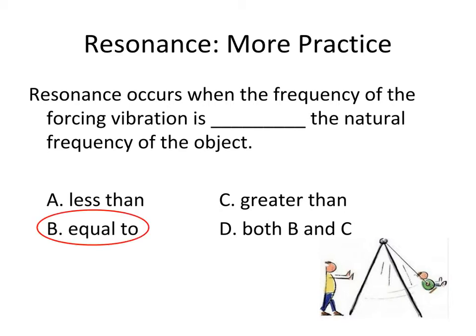So the forcing vibration has to have a frequency that's equal to the natural frequency of the object, also known as the resonance frequency. So it's the natural frequency or the resonant frequency. That's another term that we'll use to describe that frequency.